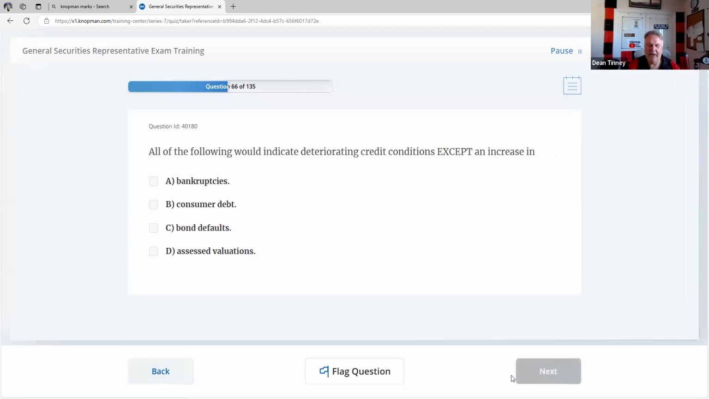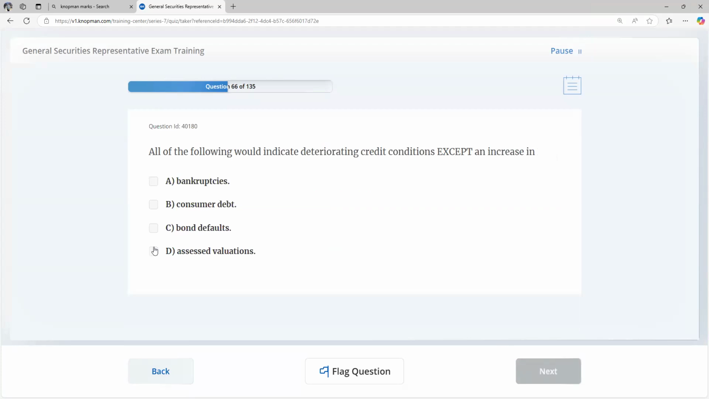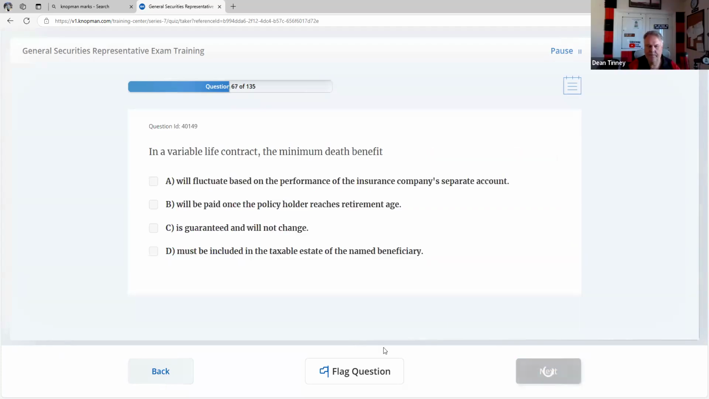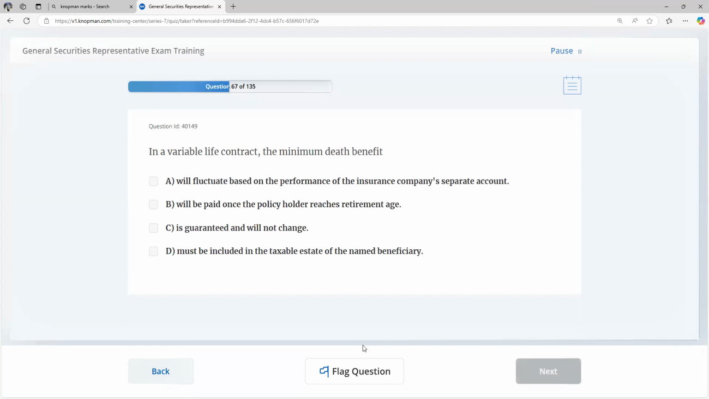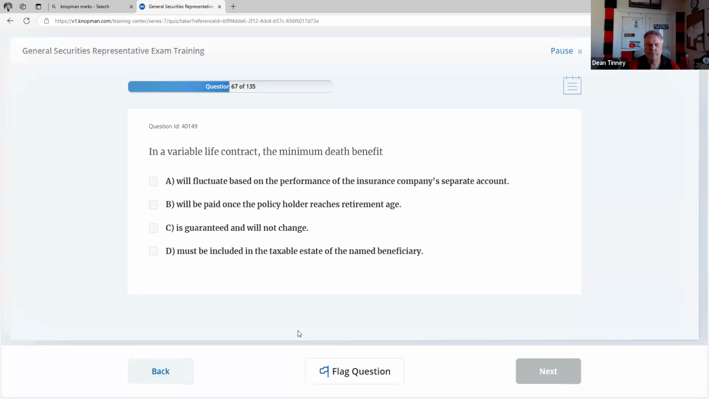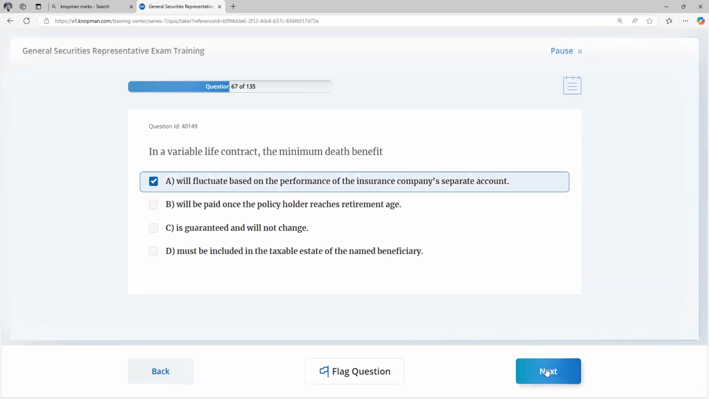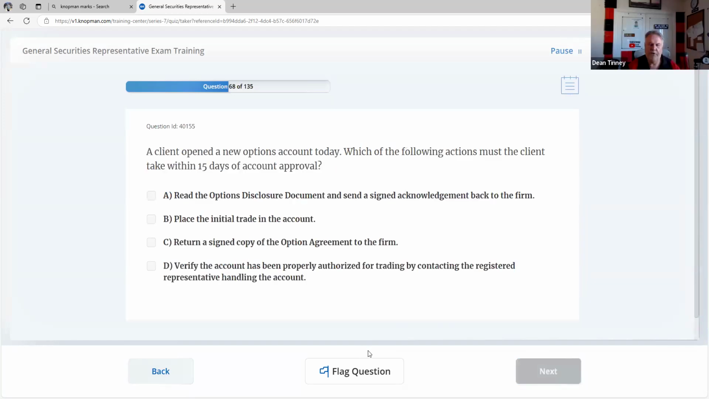All the following would indicate deteriorating credit conditions, except an increase in the assessed valuations. That's kind of a stupid question. In a variable life contract, the minimum death benefit... The death benefit, I think, fluctuates based on the separate account. That's right.